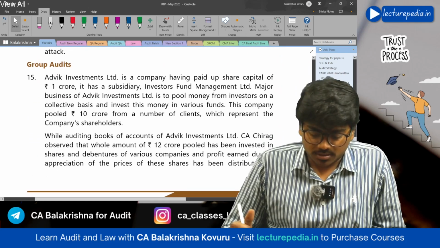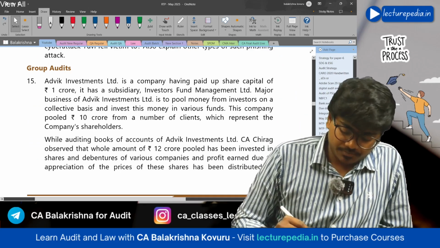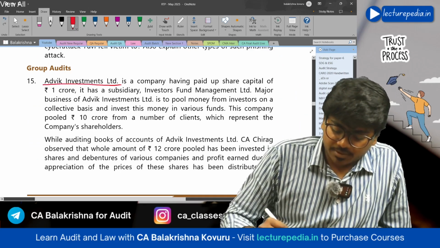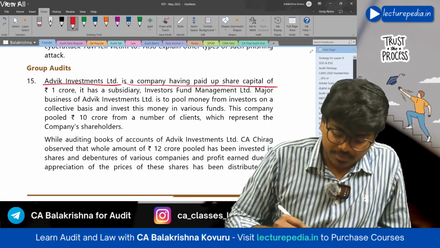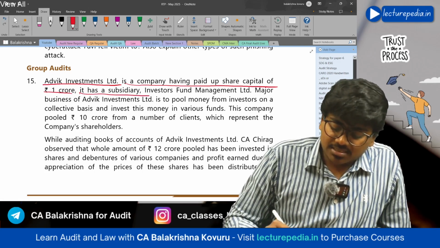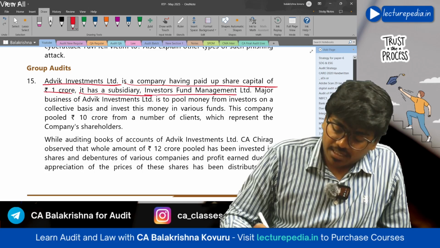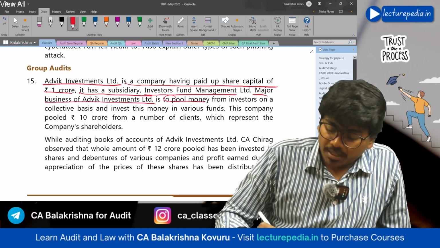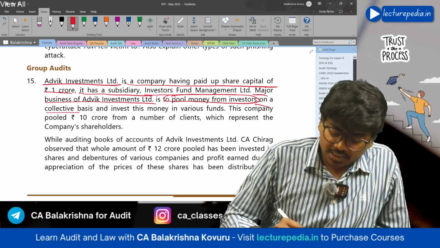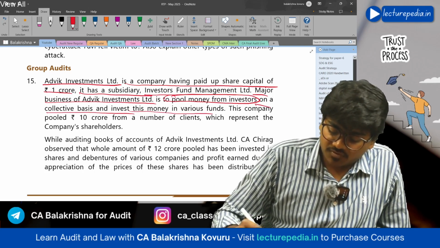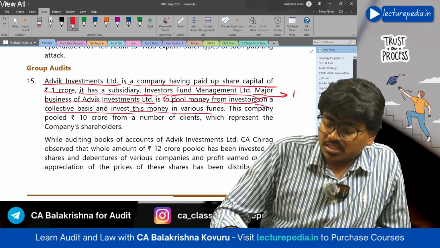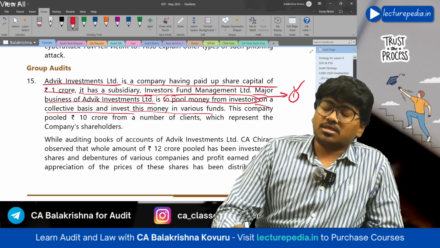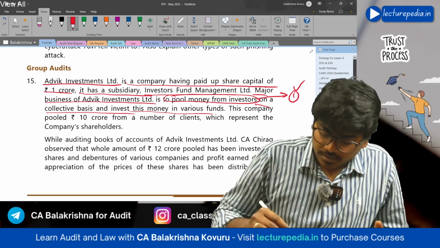Next, group audits. 15th question. Advic Investments Limited is a company having paid up share capital of 1 crore. It has a subsidiary, Investors Fund Management Limited. The major business of Advic Limited is to pool money from investors on a collective basis and invest this money in various funds. So, first condition, pooling money from the investors.